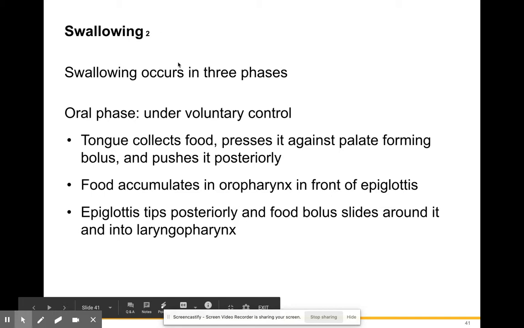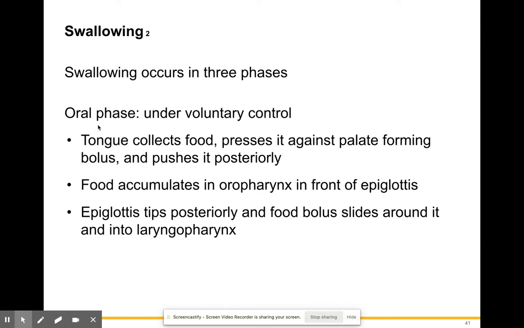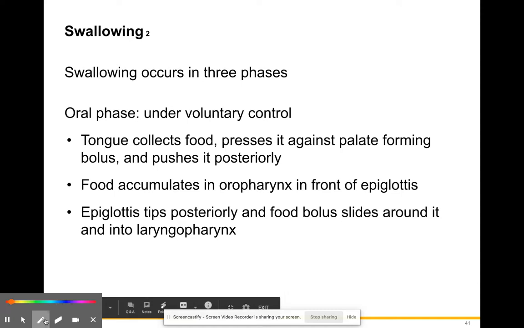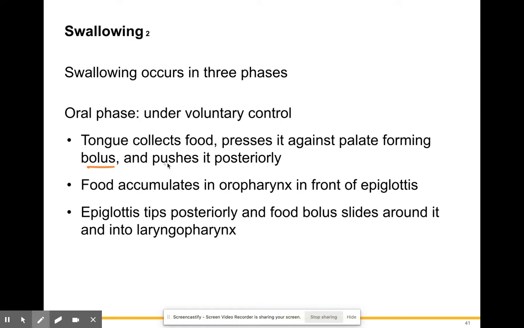Swallowing occurs in three phases. The first phase is called the oral phase, and that is completely voluntary. You actually think about the swallowing of food the entire time. And what happens is the tongue collects food, presses it against the palate, against the top of your mouth, and that forms our bolus. Okay, that forms the bolus, which you eventually will swallow. And then the tongue pushes that bolus backwards towards the back of your mouth.